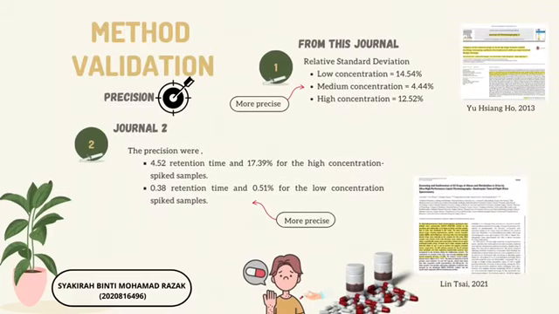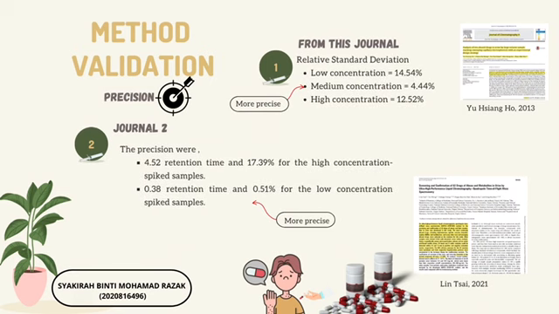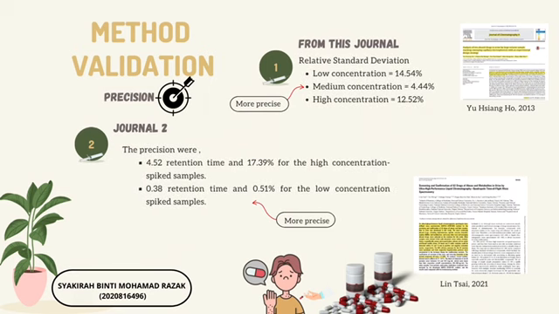In this journal, for precision or RSD, we found a low concentration, medium concentration, and also a high concentration. For the low concentration, 14.54%, medium concentration, 4.44%, high concentration, 12.52%. So we know that the medium concentration is more precise.